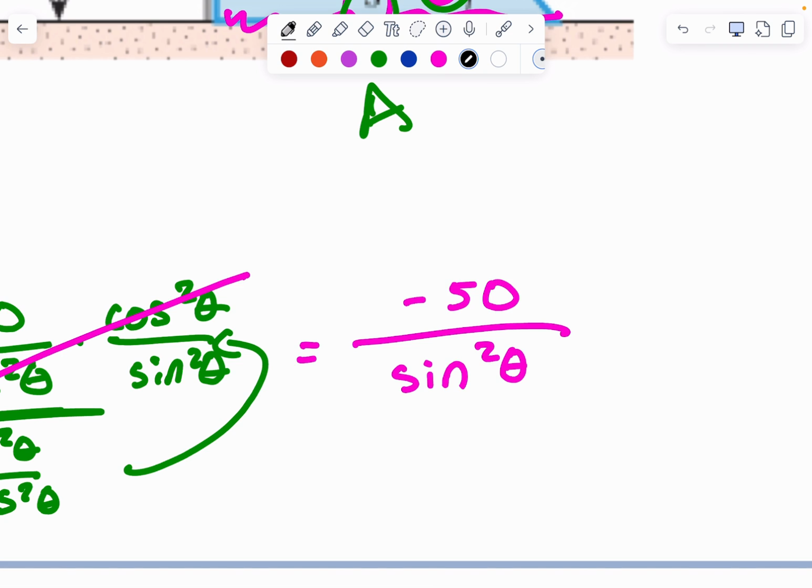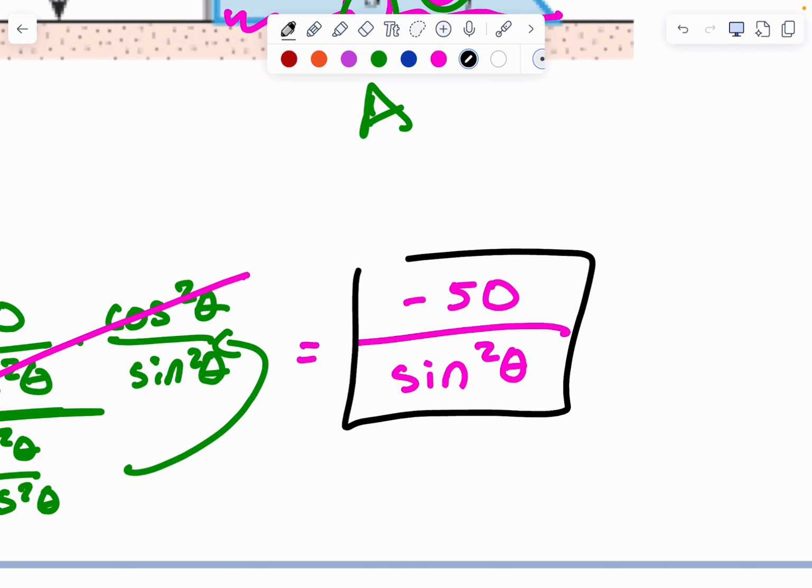I have a question. Yes. Why is it sine theta times sine theta? Why is that sine theta squared? Because you're multiplying the sines together. You're not multiplying the x's together. It's 1 over cosine squared.